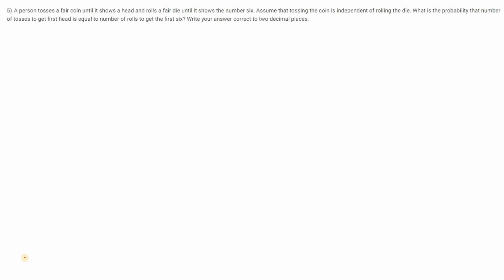Okay, moving on to the fifth question. A person tosses a fair coin until it shows a head and rolls a fair die until it shows the number 6. Assume that tossing the coin is independent of rolling the die. What is the probability that the number of tosses to get the first head is equal to the number of rolls to get the first 6?